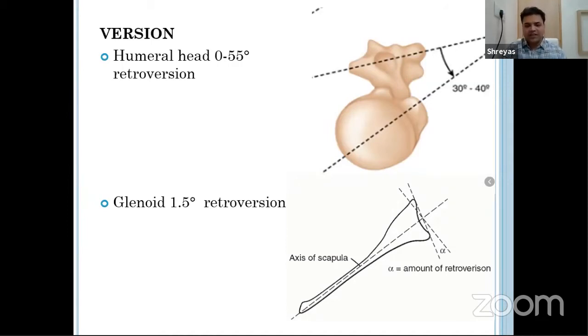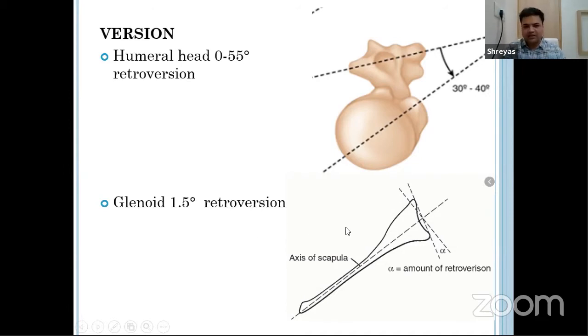The humeral head retroversion is around 0 to 55 degrees, and generally retroversion is measured with the help of the CT scan. To measure the retroversion of the humerus, two reference lines are drawn. One is the distal reference line and another is the proximal reference line. This is the distal reference line, which is basically an interepicondylar line which connects the lateral epicondyle to the medial epicondyle, and another line is the humeral head axis. This line is drawn from the tip of the greater tuberosity to the center of the humeral head, and the angle between these two lines is the humeral head version, which varies from 0 to 55 degrees.